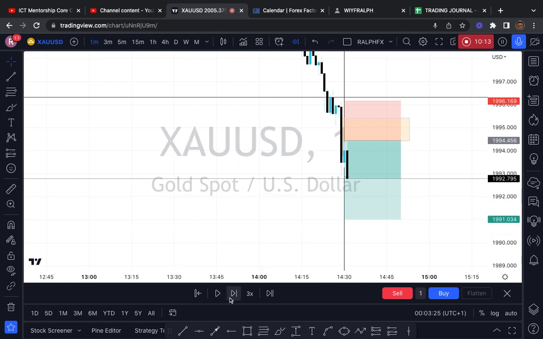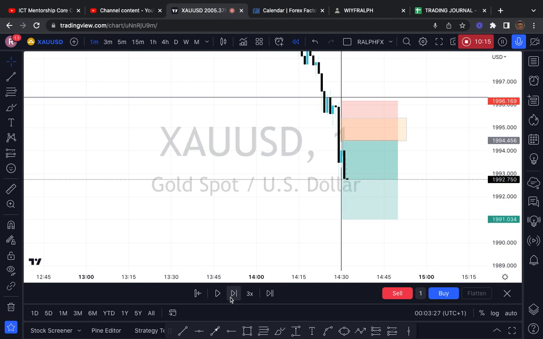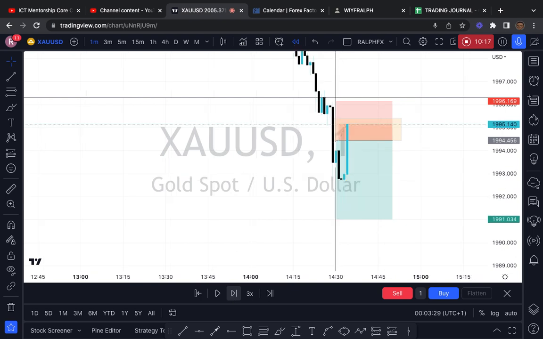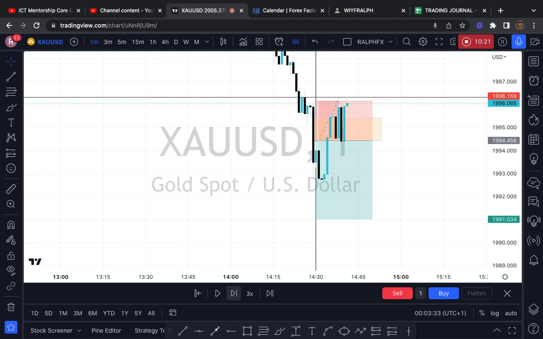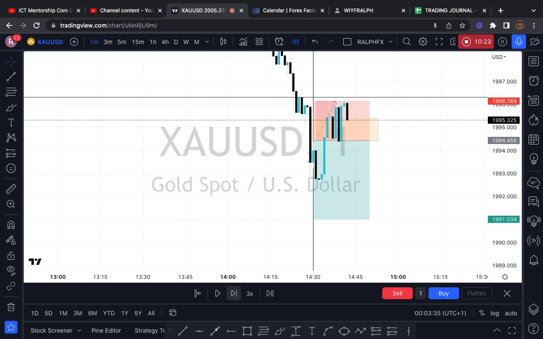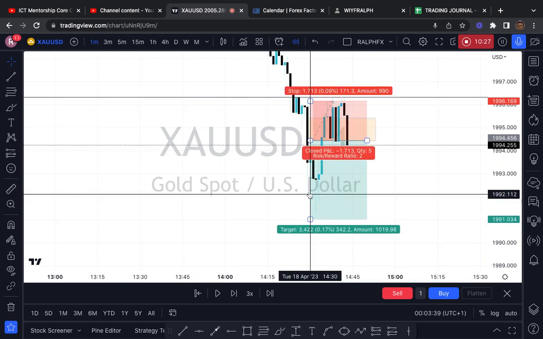Look how price got so close to my take profit, only to reverse. And at this point, I knew it was going to hit my stop loss. But I was prepared for it to hit my stop loss, right? Because I had played this out in my mind.